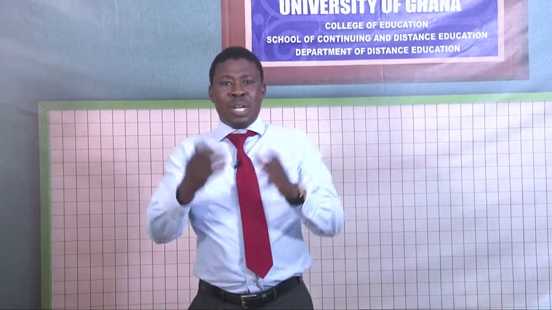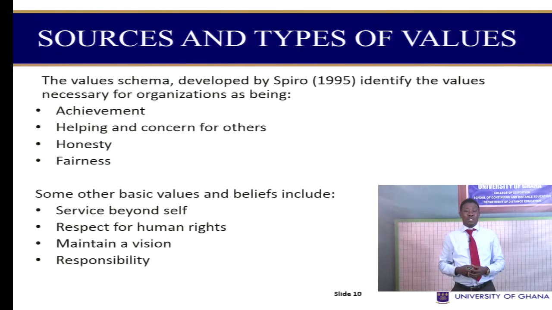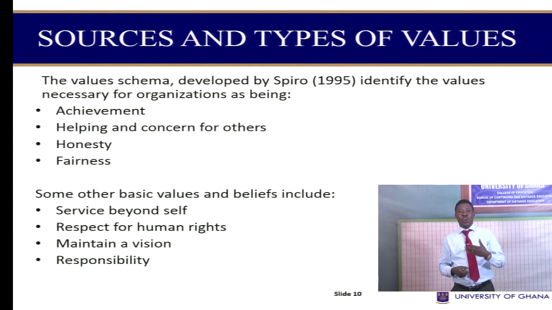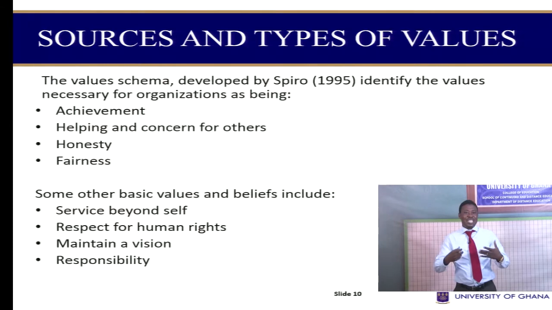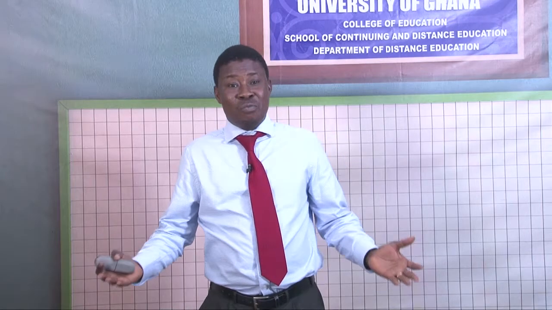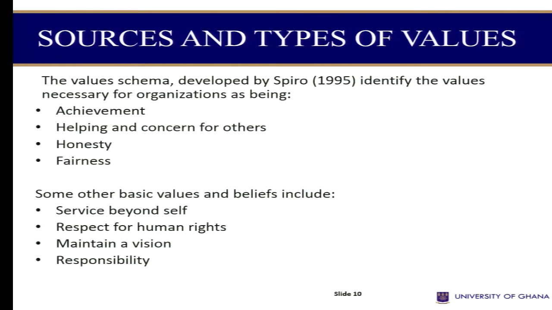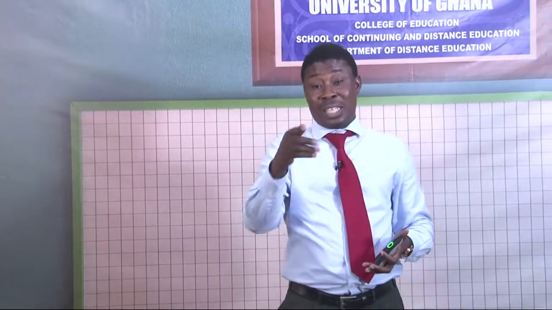Now, there have been a number of people who have talked about what values are and how organizations would be able to get their values, and many of the things that are put there, as you can see in your slide, achievements, helping and concern for others, honesty, fairness, are the things that actually drive people to want to stick by some particular values. There are others such as service beyond self, respect for human rights, maintain a vision and responsibility, and a lot more values you can find. As I said, when you go to the websites of many of these NGOs, you would find them.